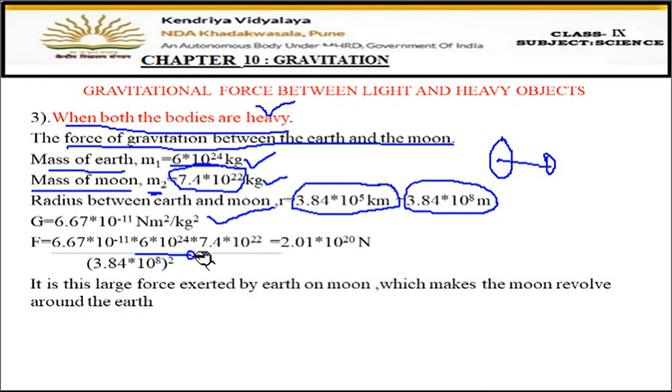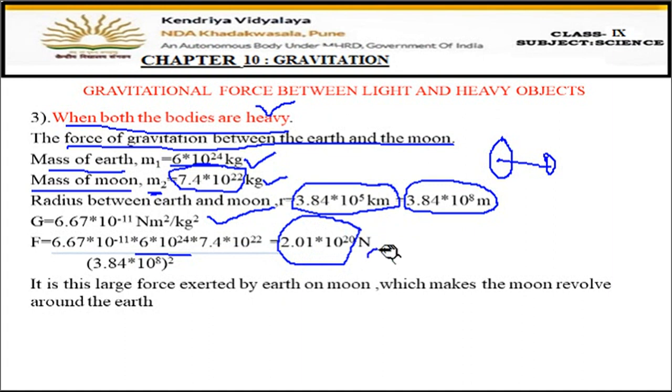So we have put the value here, multiplied by m2, the mass of the moon, that is 7.4 into 10 raised to 22, and upon r square. So r is the distance between earth and moon, and this value is 3.84 into 10 raised to the power 8 and its square. After solving this, the answer comes to 2.01 multiplied by 10 raised to 20 newtons.